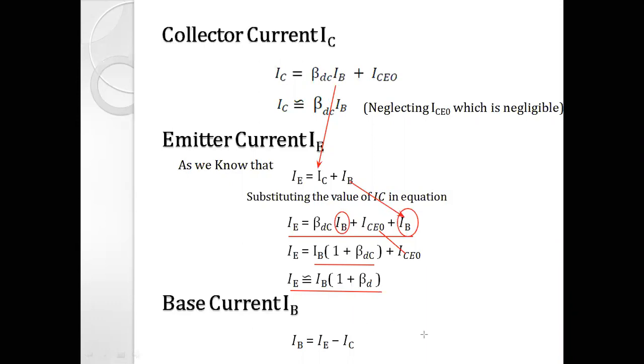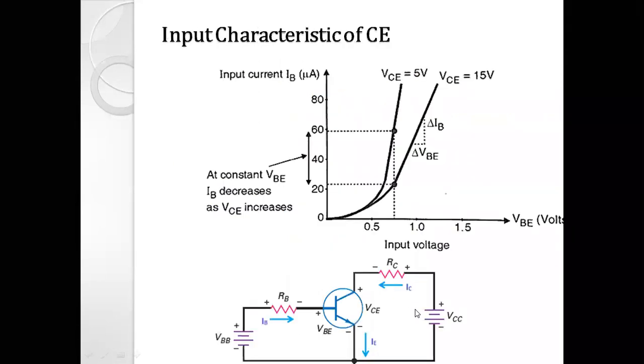And what is the base current? Once we have IC and IE, then we can easily find out this IB. That is, IB is equal to IE minus IC, right? Okay. Moving ahead, input characteristic for common emitter configuration.